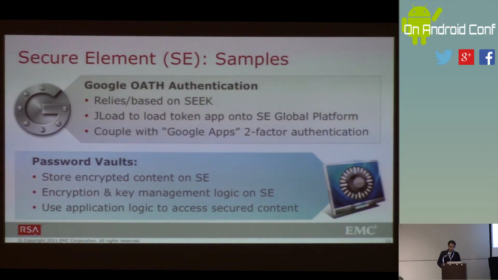We've seen implementations of secure element based on SEEK. In fact, Google OAuth authentication, which is basically two-factor authentication, something you have and something you know. And this something you have would be a second device that's generating a soft token, a 7-digit token, periodically. The key generation, management, and encryption all get loaded onto the SIM card by using JLoad, basically loading the application that has been written based on SEEK onto the secure element's GlobalPlatform. And then you couple that with another device or the Google app for two-factor authentication.